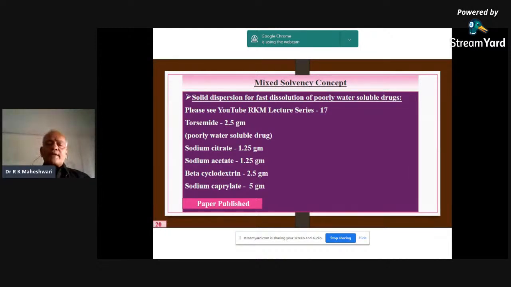These four solids were employed to increase the solubility of this drug, and then the solution was made in this aqueous solution of furosemide, and then water was removed by heating and drying was done. So you got a solid dispersion which has very fast dissolution of furosemide in water. The paper is published, and for this paper, if you want, just see RKM lecture series 17.